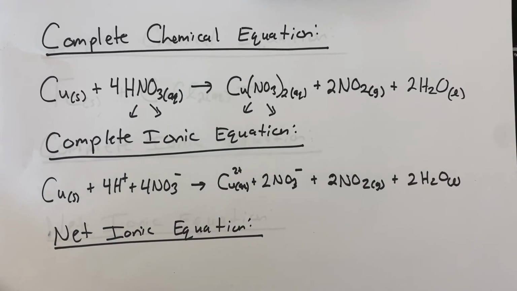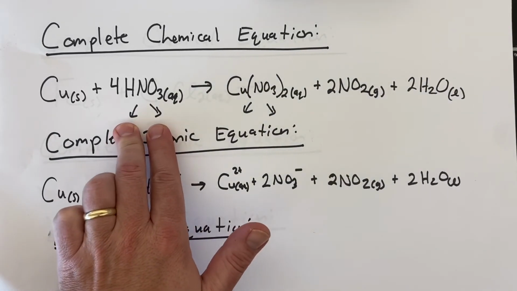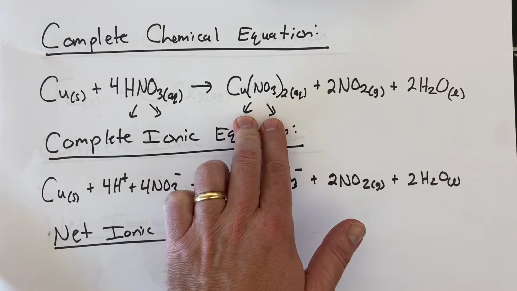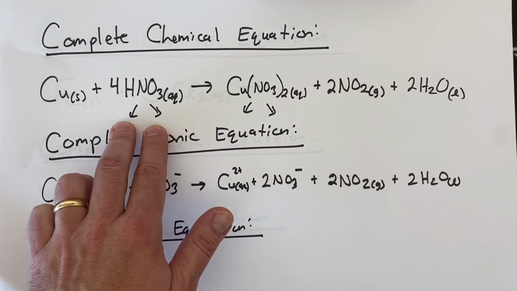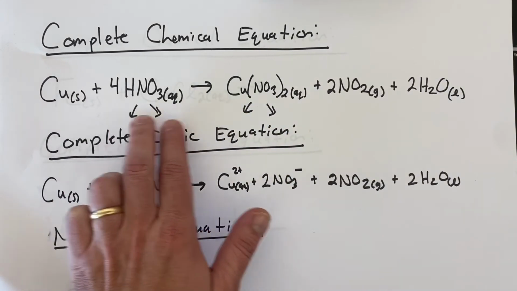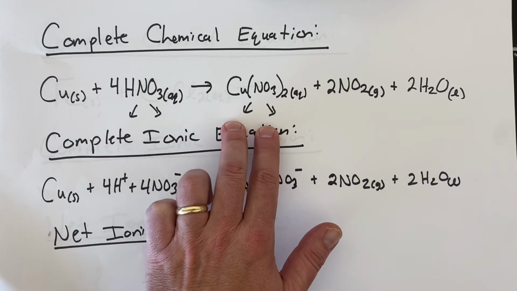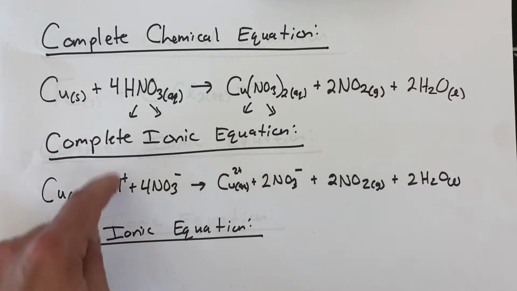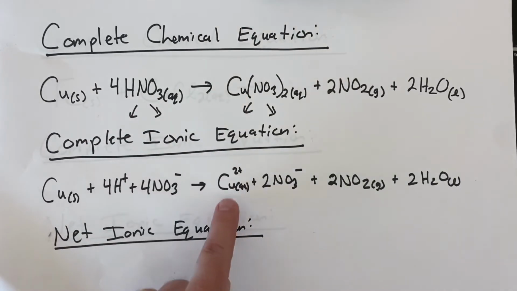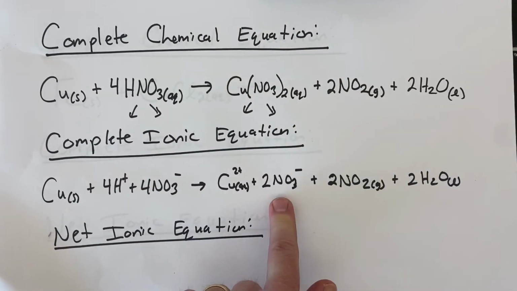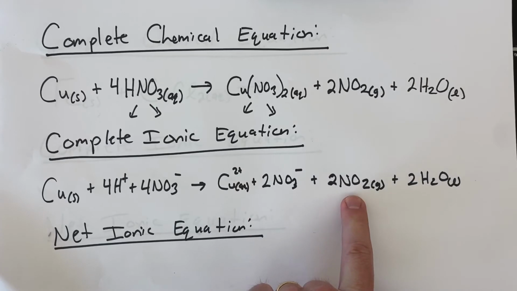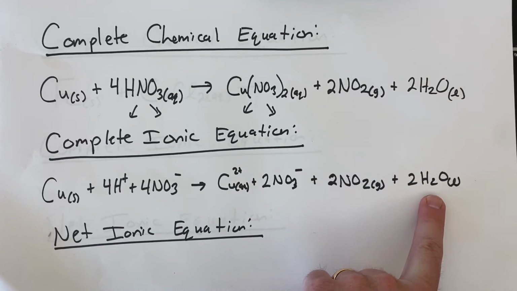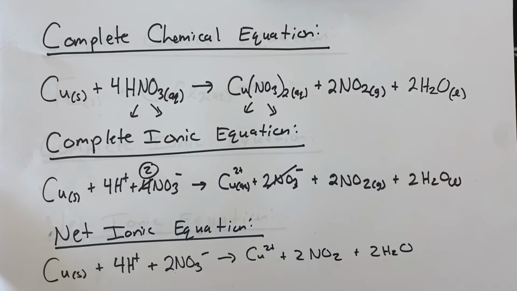For the complete ionic equation, I split apart the nitric acid and the copper nitrate. Nitric acid is a strong acid, so it's going to be 100% dissociated, and copper nitrate is soluble, and so we separate those. So we get copper solid, 4 hydrogen ions, 4 nitrate ions, 1 copper 2+ ion, 2 nitrate ions, and NO2 gas and H2O, which is a liquid, and we're going to keep those together. And then things get a little tricky for the net ionic equation, so if you're able to navigate that, congratulations.